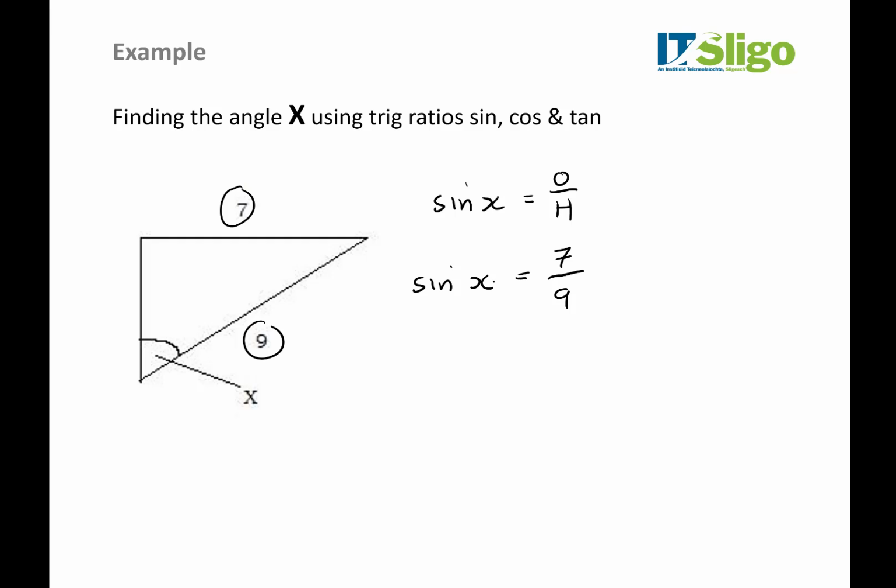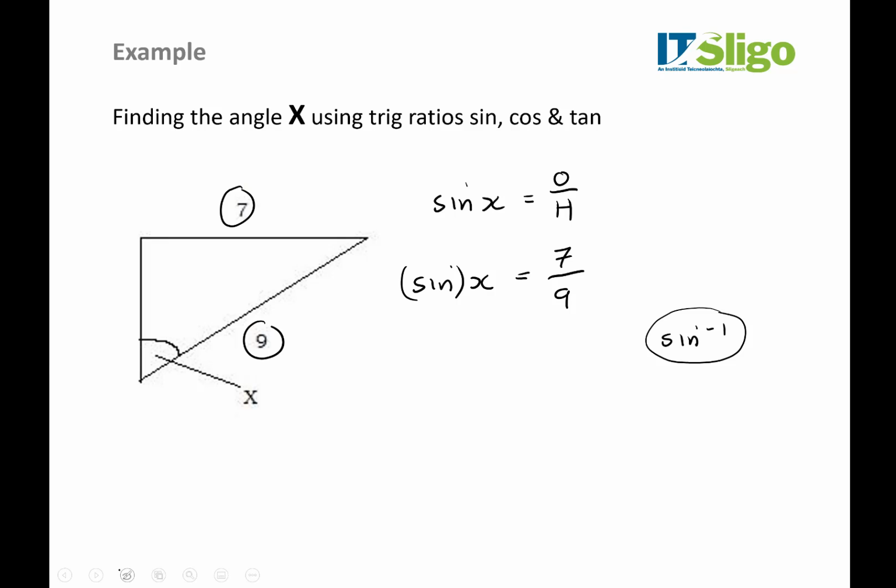And now I want to get x on its own, so I want to kill this sine on the left. How we kill sine is use what's called the inverse sine. It's the inverse of sine, exactly the same as division is the inverse of multiplication. Addition is the inverse of subtraction. Square root is the inverse of squared. Inverse sine is the inverse of sine.